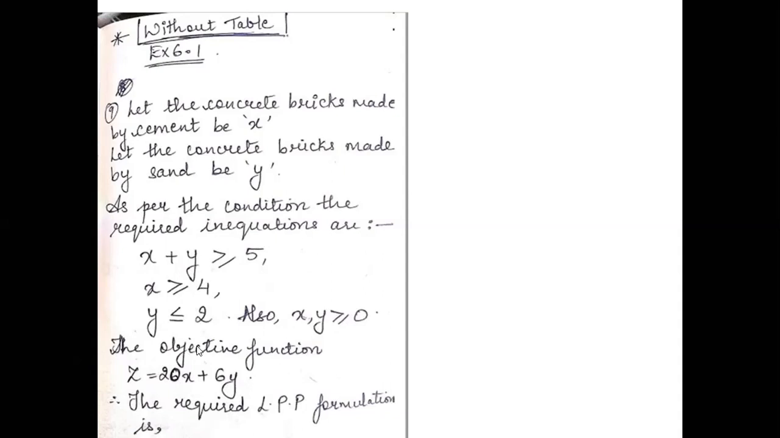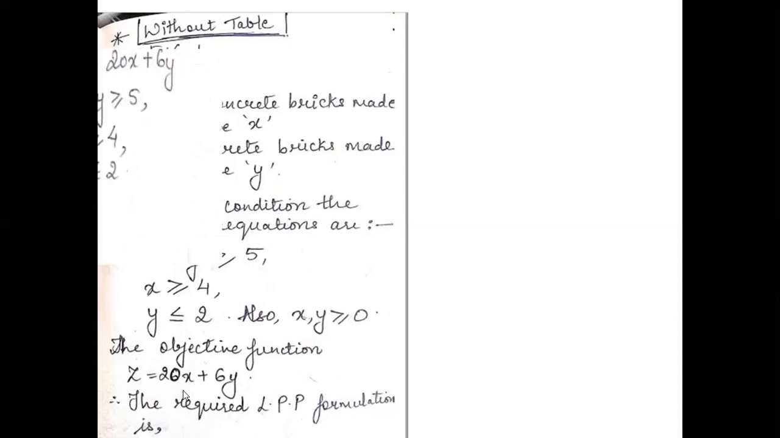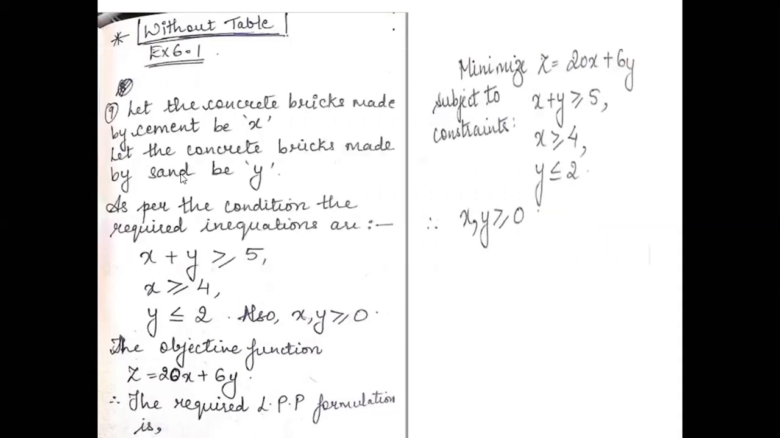So whatever cost, whatever income, whatever profit, revenue, all should be your objective function. So the required LPP formulation is as follows. Minimize z is equal to 20x plus 6y, subject to constraints, all the 3 constraints, and at the last we write the non-negative constraint. So follow the first sum, class. All right. Moving forward with the next question.